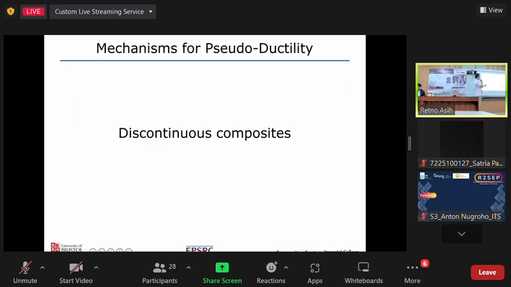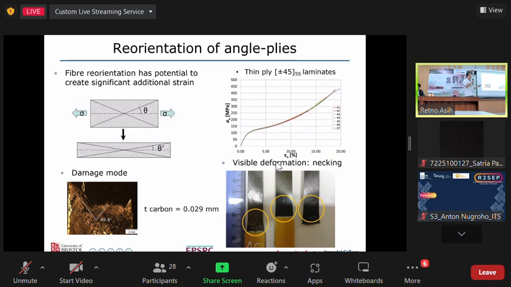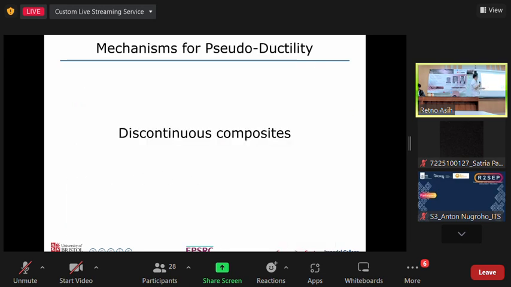So another concept: before, it was a continuous composite, but now we move to a discontinuous composite, so a short fiber.